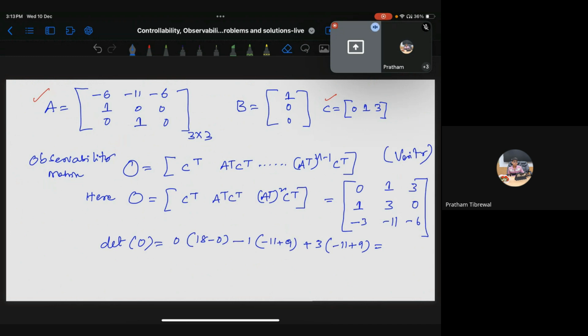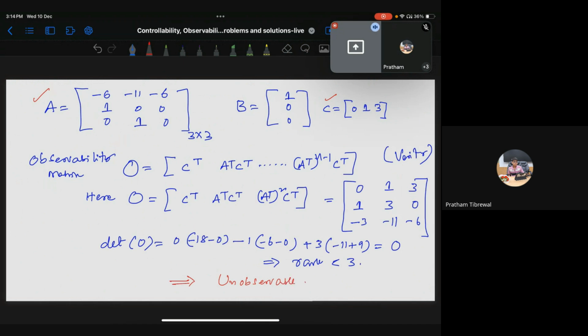This has to be, just a minute. So this is minus 18, minus 0, minus 1 multiplied by minus 6, minus 0. The third one is plus 3 minus 11 plus 9. Okay, so that will be 0. Hence the rank is less than 3, because the determinant is equal to 0. Since the rank is less than 3, the system is what? Unobservable.